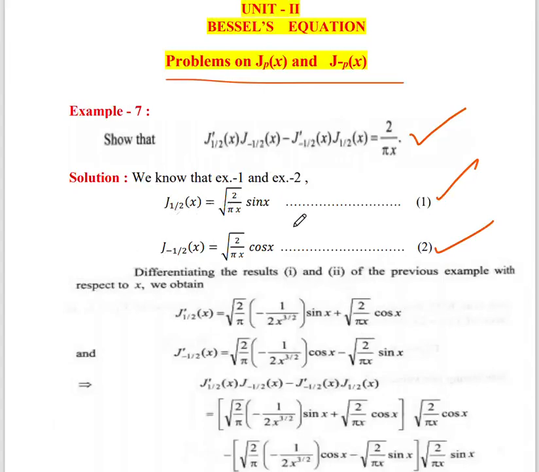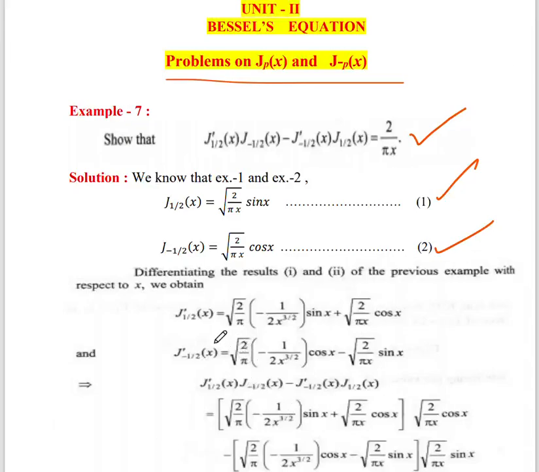Dear student, we have already seen example number 1 and 2. We have already proved in example number 1 that J half of x equal to root 2 upon pi x into sin x, and second, J minus half of x equal to root 2 upon pi x into cos x. These are the results which we have already seen in the previous lecture. Now we will differentiate equation number 1 and equation number 2 with respect to x.